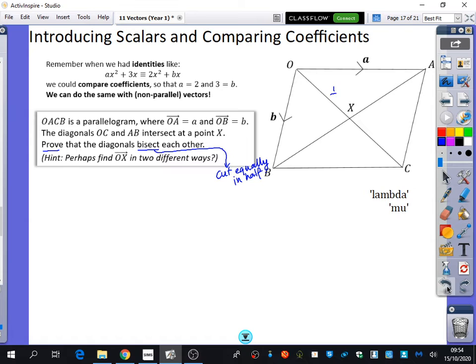What I'm going to have to do is I'm going to have to introduce a scalar to this problem. And the scalars that I'm going to use are lambda and mu. Do you remember what lambda looks like?